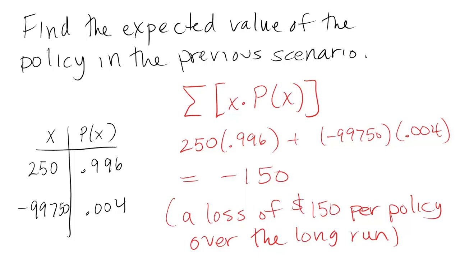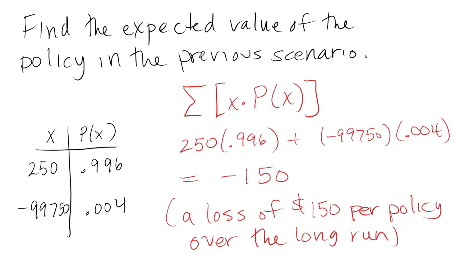This doesn't guarantee that they'll lose money in the long run, but the more policies they sell, the more likely it is that their average will come down to this loss of $150 per policy. I want to make sure you understand that that's an average. So if they sell 1,000 policies like this, their expected loss is $150 per policy times 1,000 policies. That's a loss of $150,000.